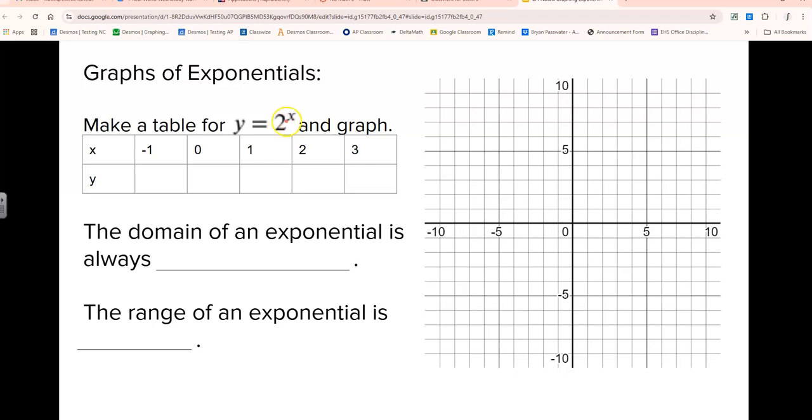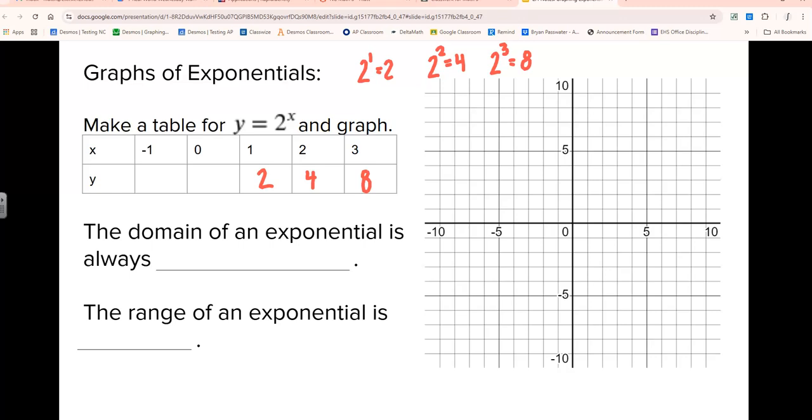So if I do 2 to the first power, what do I get? 2 to the first power is 2. So if I plug in 1, I get 2. If I do 2 to the second power, I'm going to get 4. So I'll get 4 right here. If I do 2 to the third power, what do I get? 8. Okay?